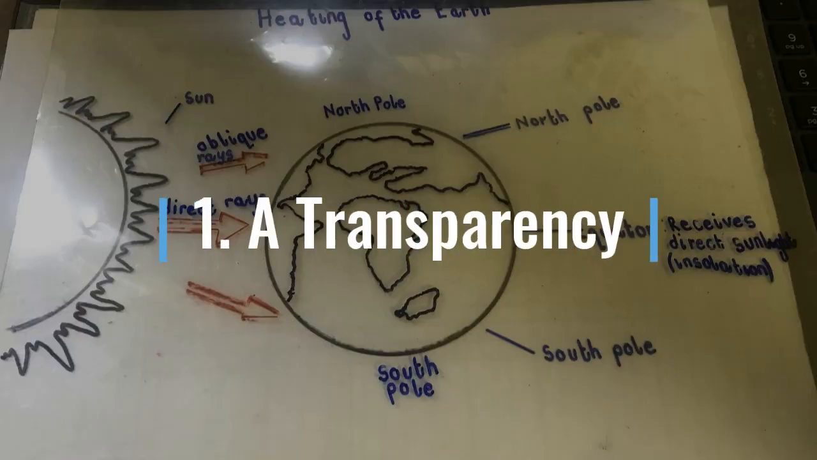The first resource I used is the transparency. I used this transparency in my geography lesson to show how the earth heats up in different places. It was quite easy to use this transparency because it doesn't need many resources. And it was interesting for learners because it was something they didn't know, something that was new to them.